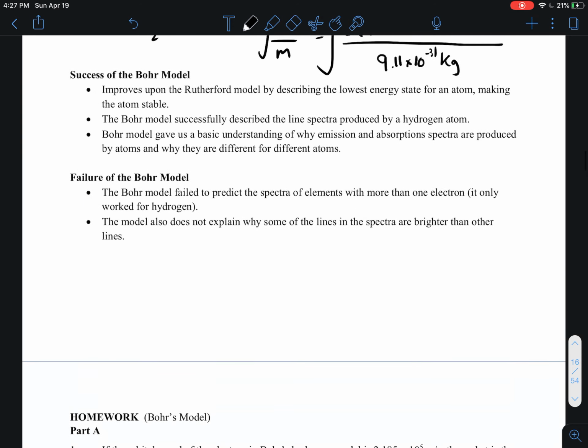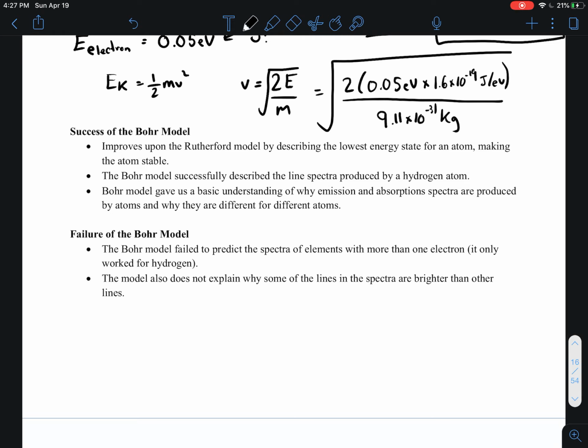Try the questions that you see below. Once again, you can skip over the ones that talk about the 2 pi r type of questions, focusing on the ones with emission and absorption.